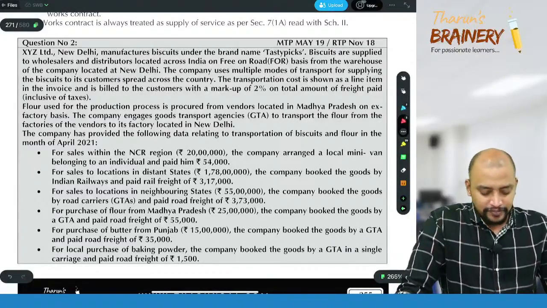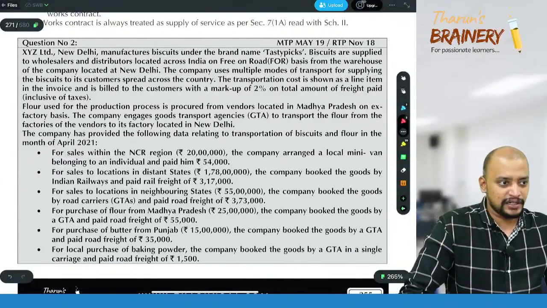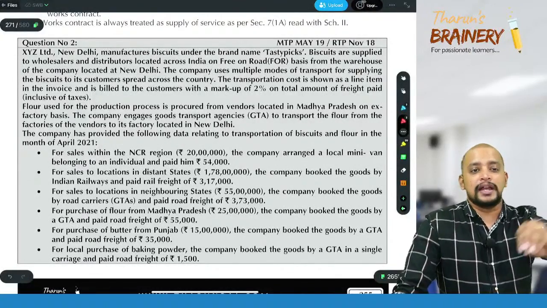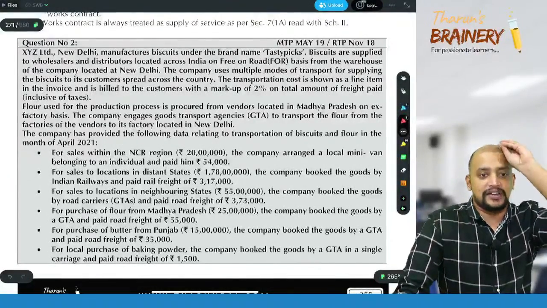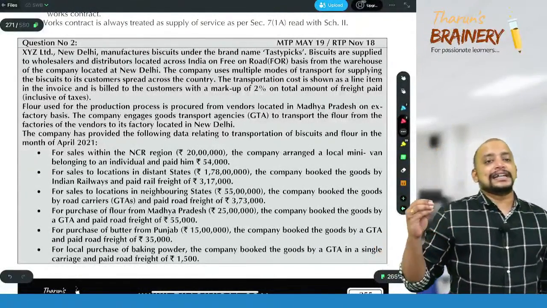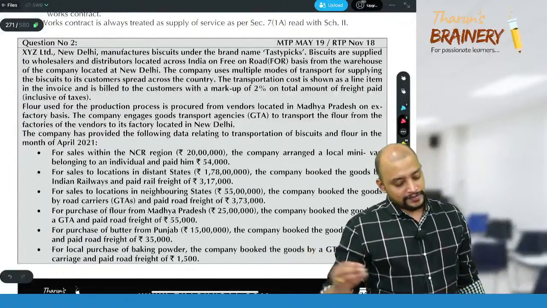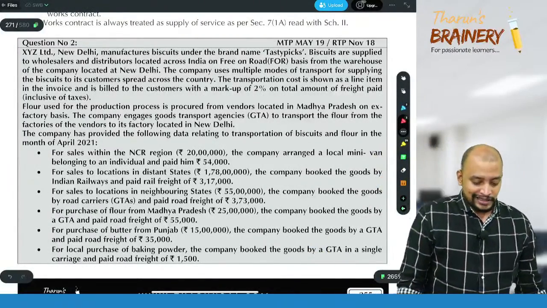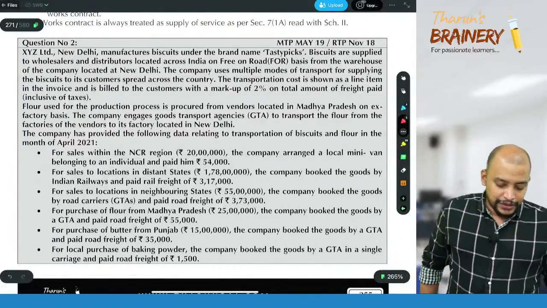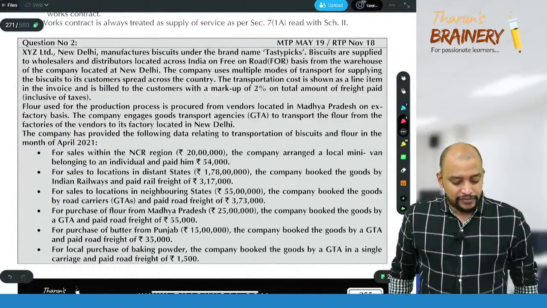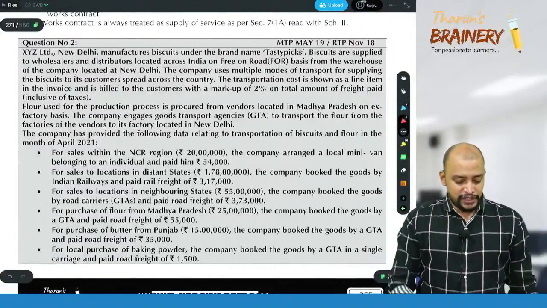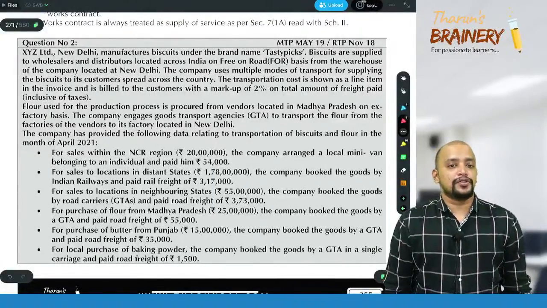This is a very, very good question, and it's not a simple question, taxable or exempted. It involves really application of our mind. First, for sales within NCR region, where are they located? Delhi. So within Delhi, 20 lakhs is the value of the goods. The company arranged a local minivan belonging to an individual and paid him 54,000.